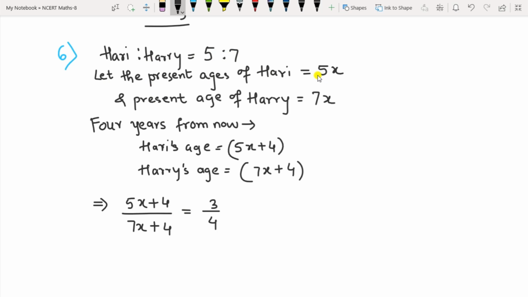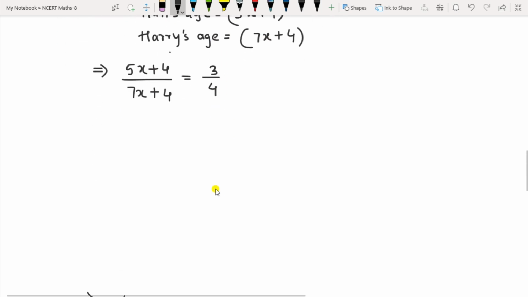Let the present age of Hurry be 5x and Harry be 7x. 4 years from now, means after 4 years, Hurry's age will be 5x plus 4 and Harry's age will be 7x plus 4. And if we take the ratio of their ages after 4 years, it will be 3 by 4. Now let us solve this one. Okay, now cross multiply.